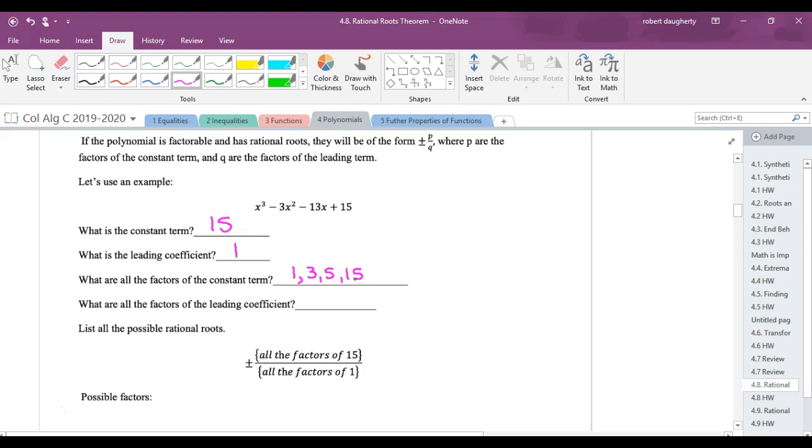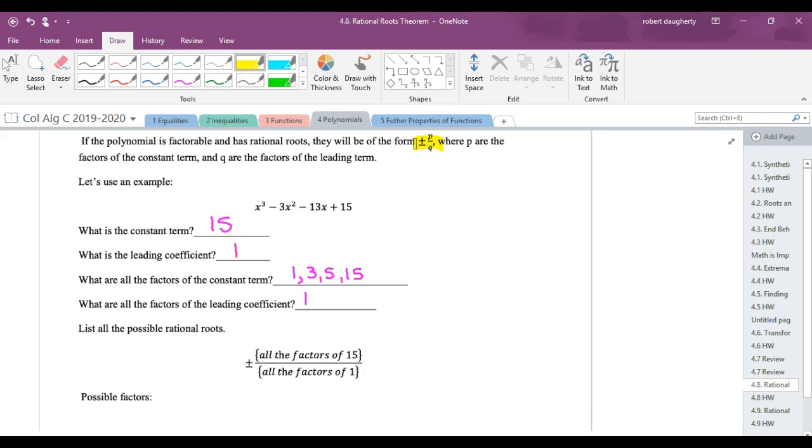Now, what are the factors of the leading coefficient? This one's easy. 1. The leading coefficient is 1. The factors of the leading coefficient are 1. So the rational roots theorem tells me that if this polynomial can be factored and it has rational roots, they're going to be of the form plus or minus p over q, where p are the factors of the constant term, q are the factors of the leading coefficient.